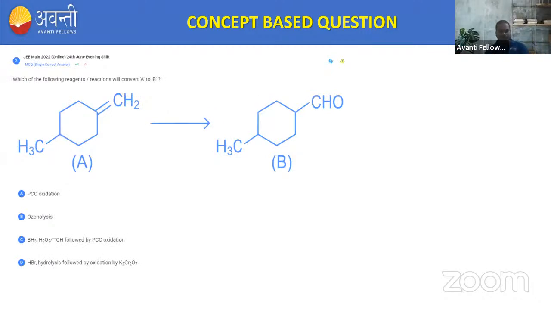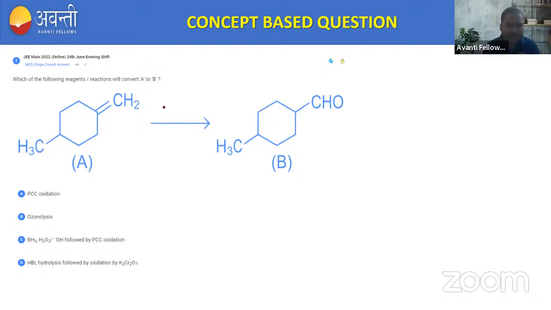Now, move to the next question. In this, we have an alkene compound and you want to convert this into an aldehyde, right? Which reagent are you basically using: PCC oxidation, ozonolysis, BH3 and H2O2 followed by PCC oxidation, or HBr? We are not using PCC oxidation because oxidation of an alkene is not possible to give CHO, right? Only oxidation of an alcohol will take place to give the CHO. The second is ozonolysis.